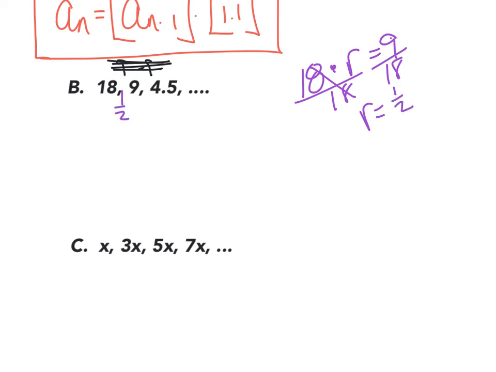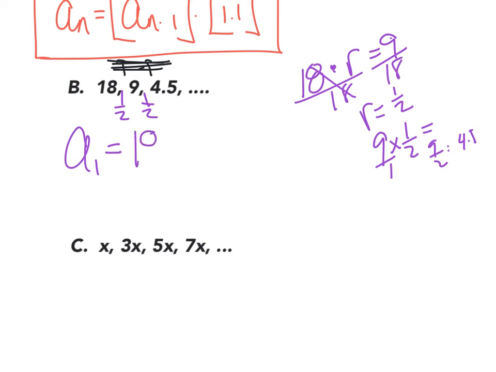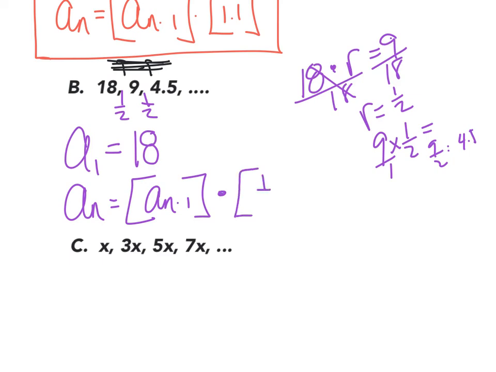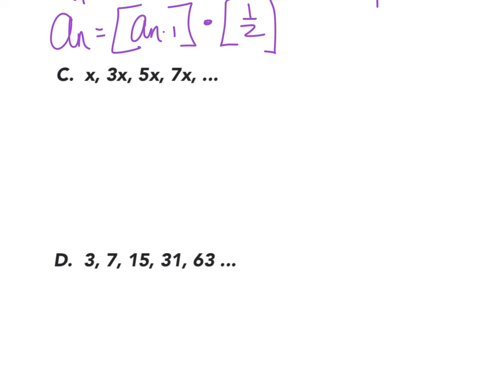So let's go ahead and see if that holds. Is 9 times 1/2 equal to 4.5? Well, 9 times 1/2 is really 9 over 2, which is 4.5. So my rule of 1/2 works. So let's write our recursive definition. A sub 1 equals, start with the first term, 18, and then the rule. A sub n equals that previous term, a sub n minus 1, and we said we're going to multiply by 1/2.